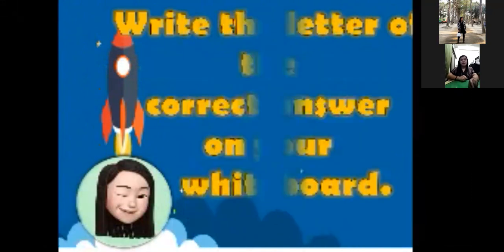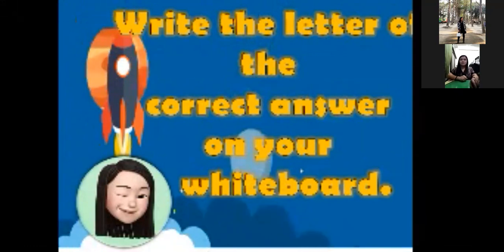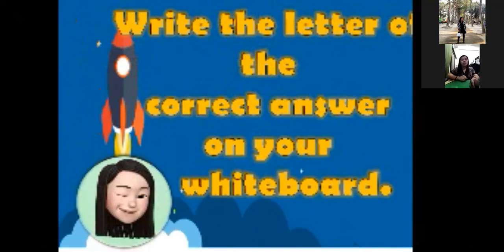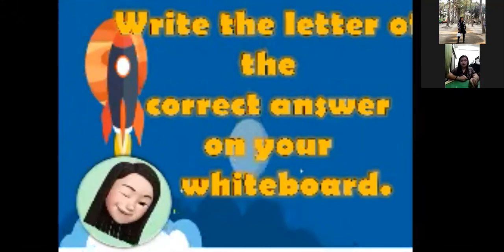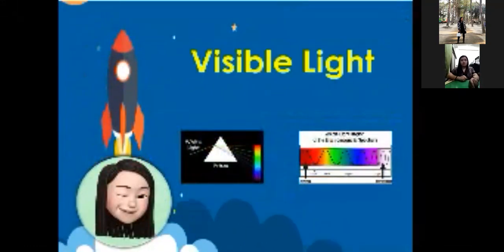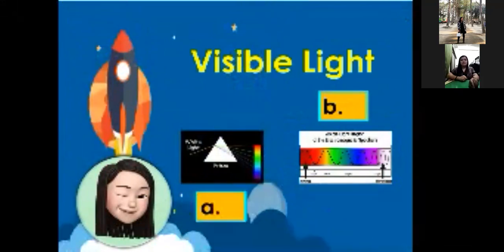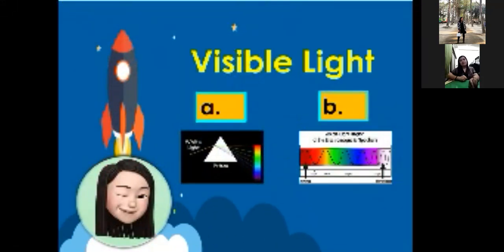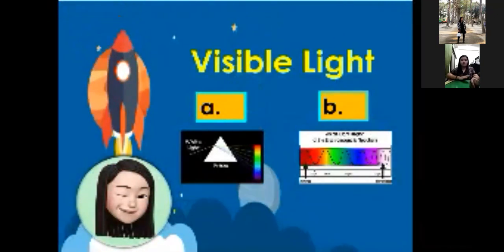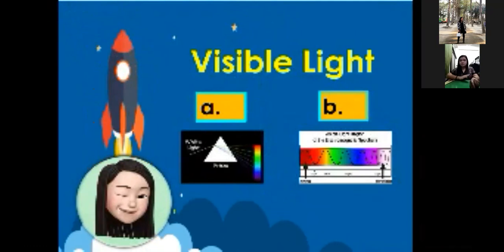Let's answer the following questions. Write the letter of the correct answer on your whiteboard. Let's start with number 1. Visible light. Is it A or B? 5, 4, 3, 2, 1. The correct answer is letter B, as you can see in the picture.